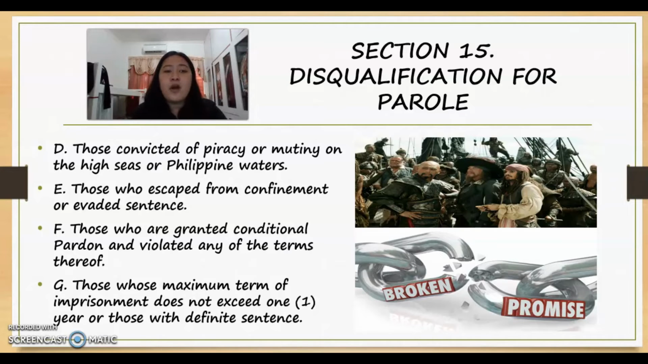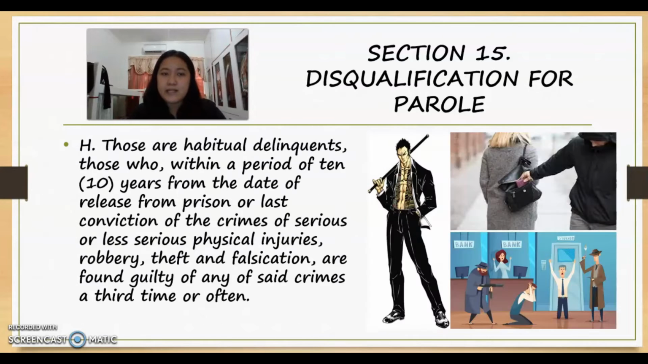Then next is those who are granted conditional pardon and violated any of the terms thereof. So we all know kung unsa ang conditional pardon, no? Those conditional pardon ay mga conditions na dapat sundon sa isa ka prisoner. Then kung wala niya nabuhat or na broke niya tong mga condition, disqualified na siya for parole. Then next is those whose maximum term of imprisonment does not exceed 1 year or those with definite sentence.